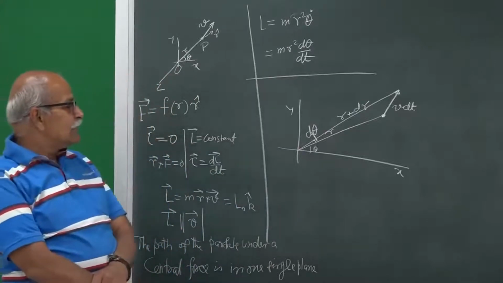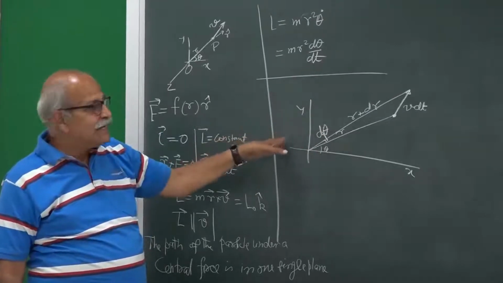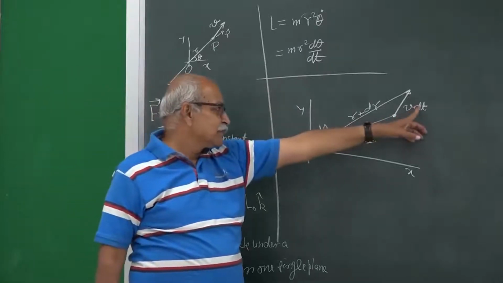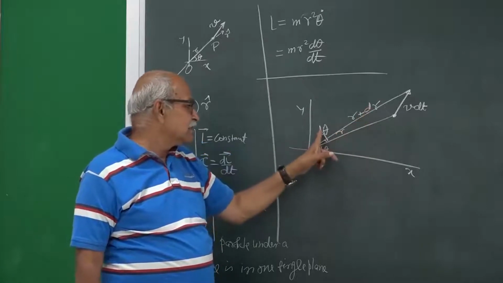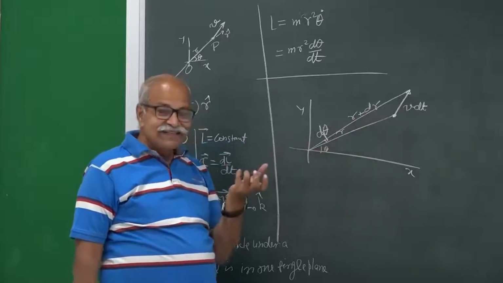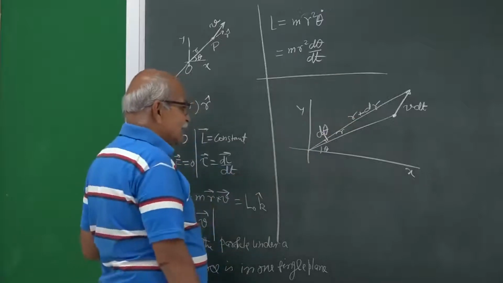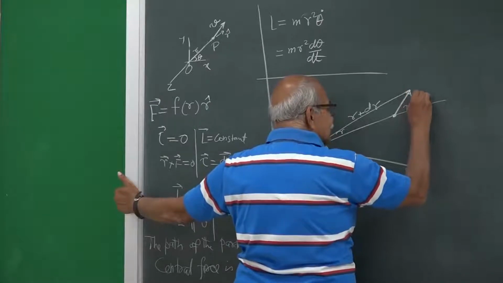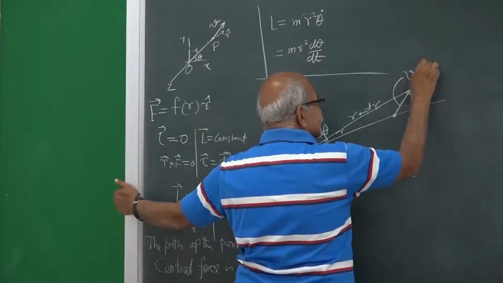So, let us first calculate what is the area of this triangle. Remember, we are talking of infinitesimal time dt, and therefore, this dr is infinitesimally small, this d theta is infinitesimally small, and this whole area is infinitesimally small. What is that area? Let us calculate. So, if I drop a perpendicular from here and call this as h, remember this line is v dt.